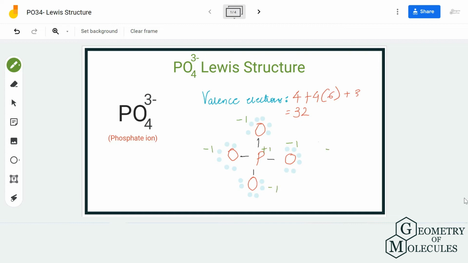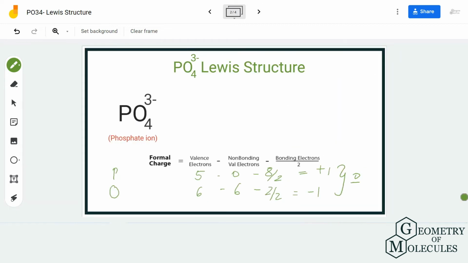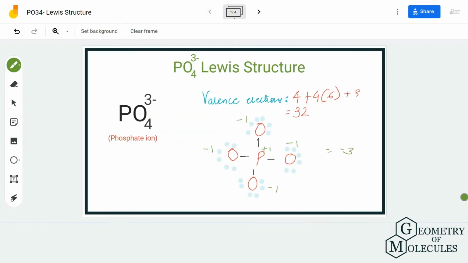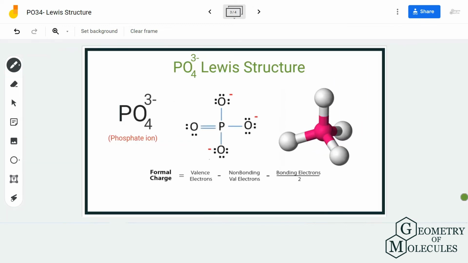But in Lewis structures we try to come up with structures in which formal charges are as close to 0 as possible. Here we are going to try to give this phosphorus atom a 0 formal charge, and for doing that we need to shift a pair of electrons from this oxygen atom in between this phosphorus and oxygen atom. Doing that, we might have a 0 formal charge on phosphorus, and it could help us attain a good Lewis structure. So if you calculate the formal charges now, phosphorus will have a formal charge of 0.